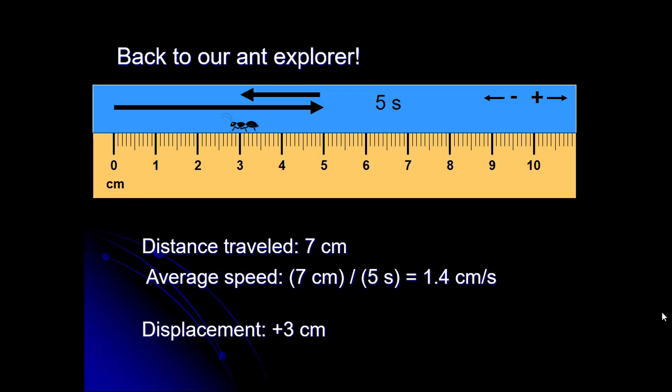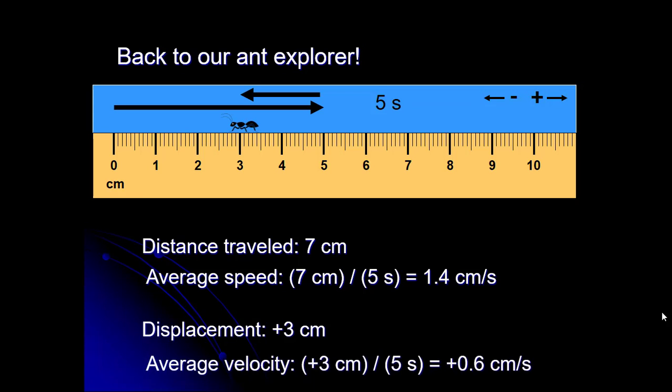So what is his velocity? Velocity is going to be displacement divided by time. So we're going to take that positive 3 centimeters and divide by 5 seconds, and that's going to give us positive 0.6 centimeters per second.